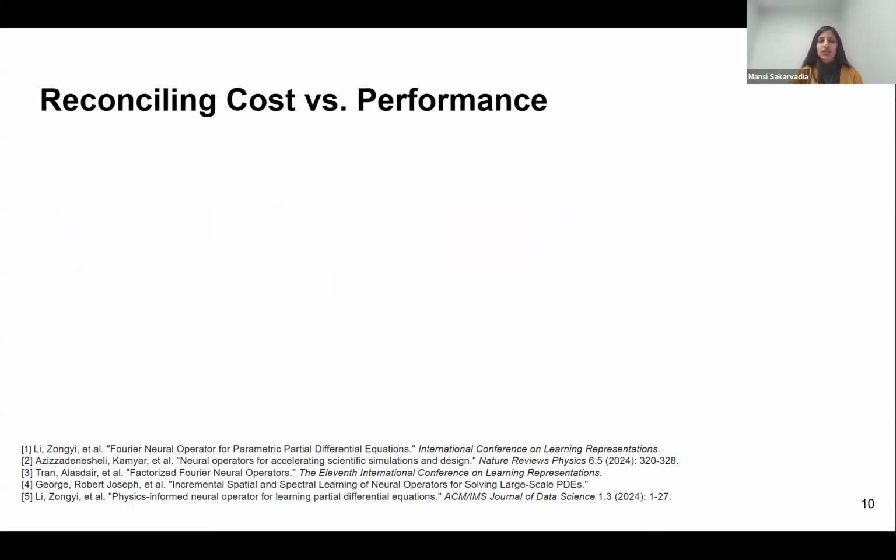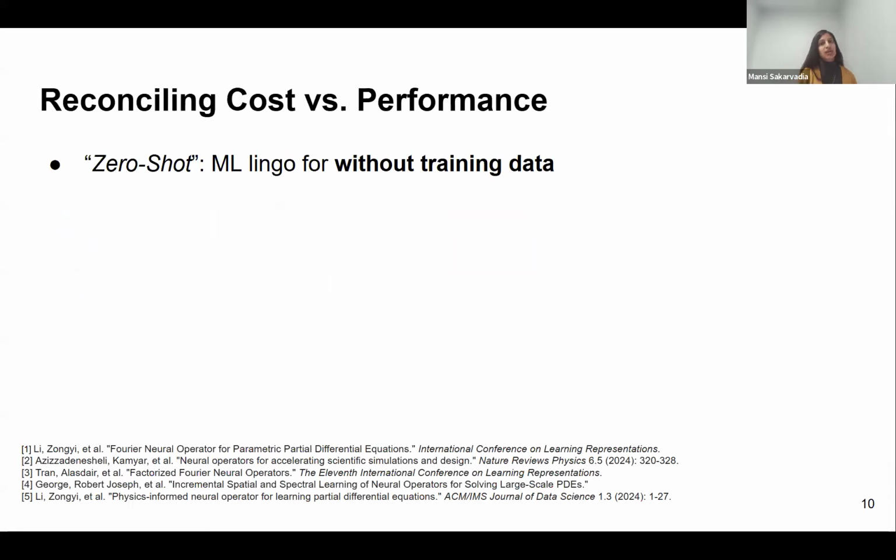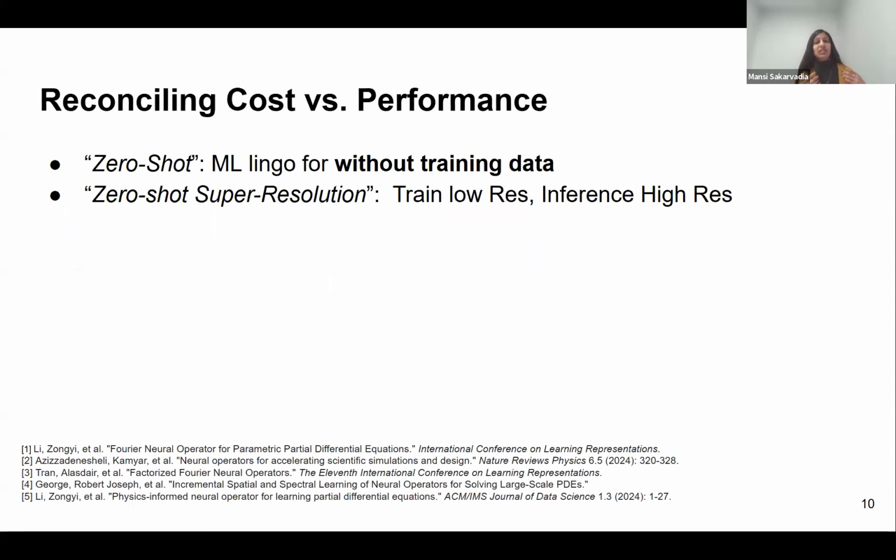We're really interested in understanding the trade-offs that happen when you attempt to reconcile computational cost versus downstream machine learning performance. Just to get everyone on the same page with respect to lingo, zero-shot is just an ML term that oftentimes means querying a neural network without that data being in its training set. Concretely, zero-shot super resolution is when you're querying a neural network that was trained at low resolution to do inference at high resolution.